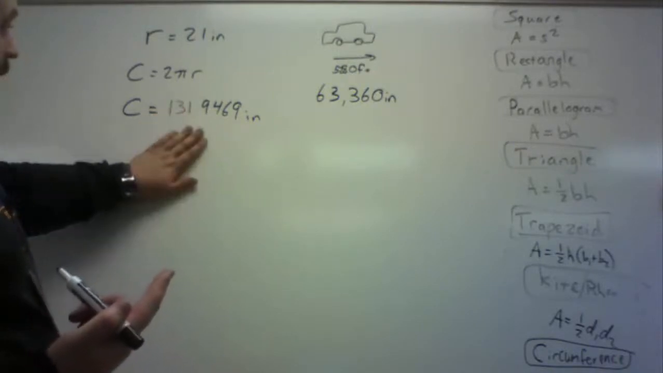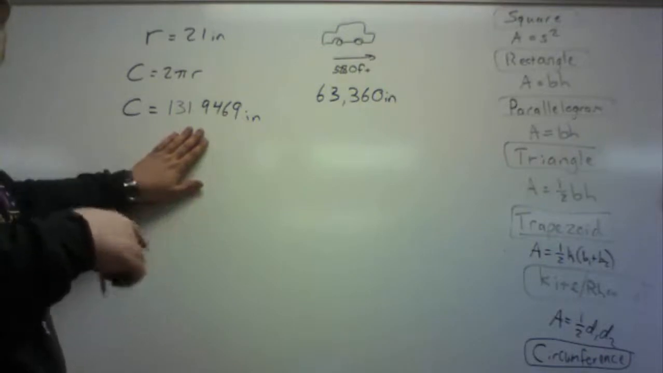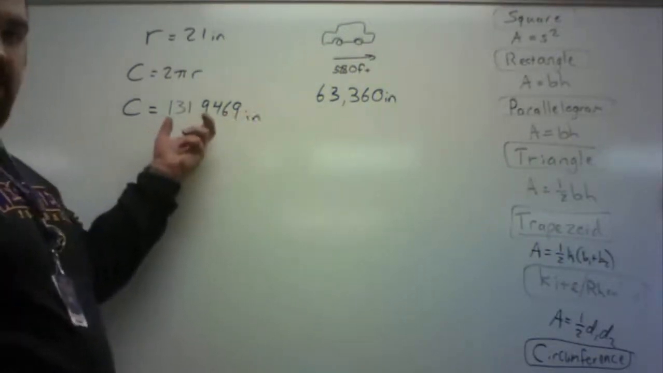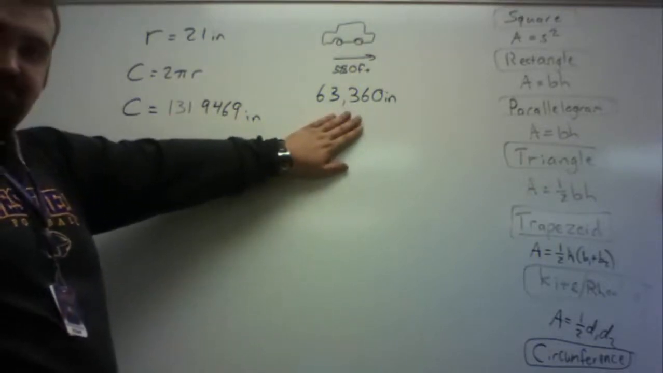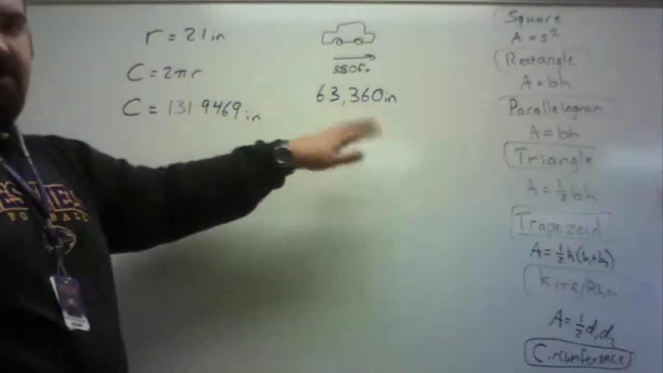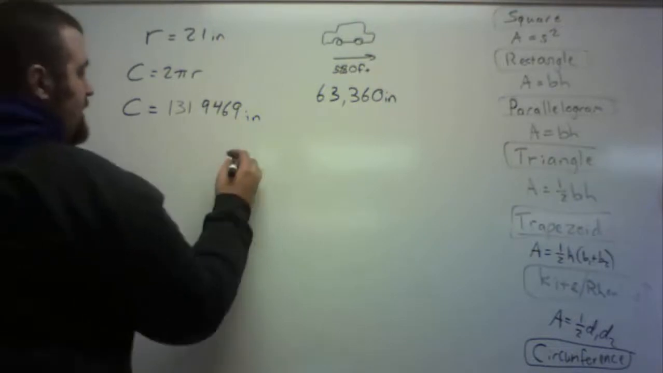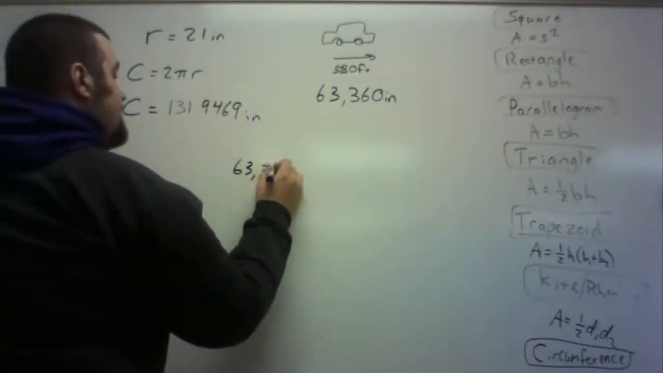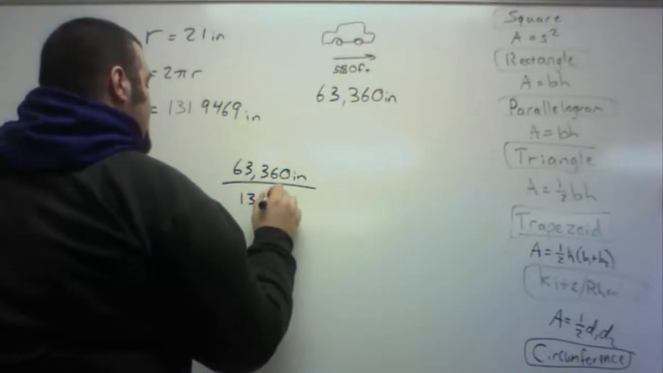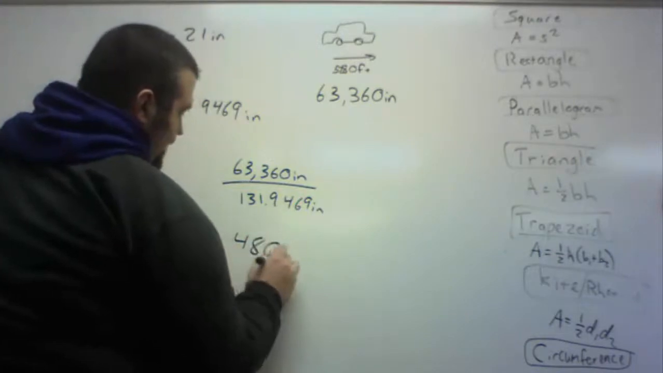Basically, I'm going to divide because I want repeated subtraction. If I subtract 132 from the total, that would be 1 revolution. If I do it again, that would be 2 revolutions. If I do it again, 3 revolutions. Repeated subtraction is division. So I want to take 63,360 inches and divide by 131.9469 inches.